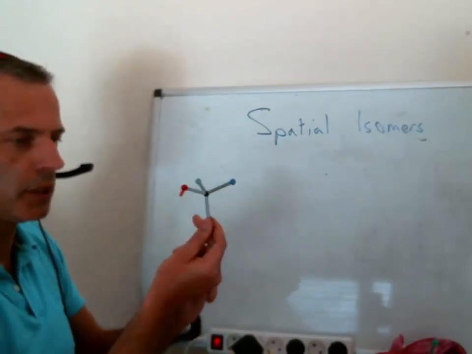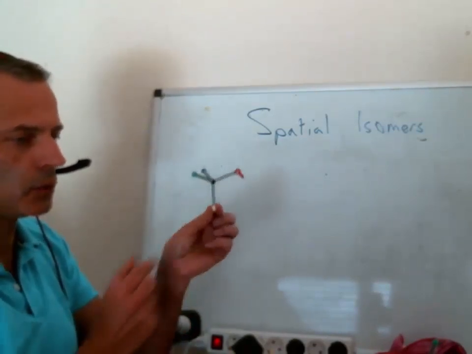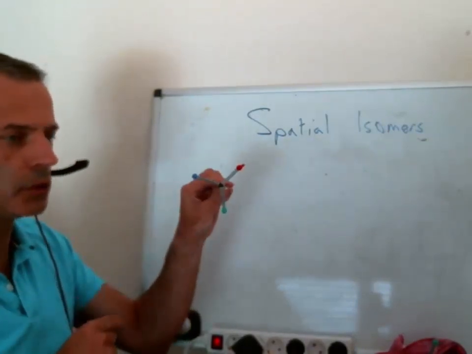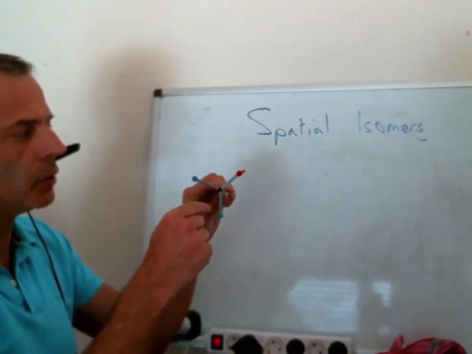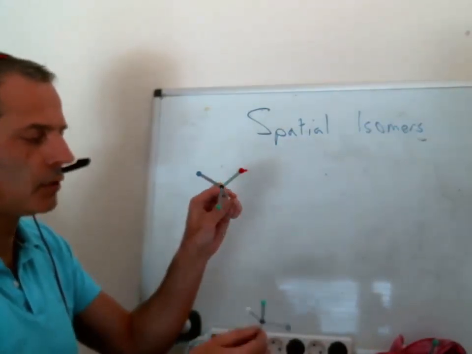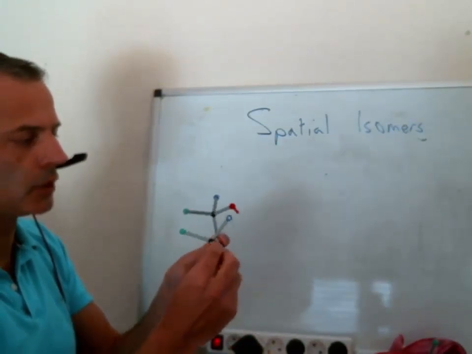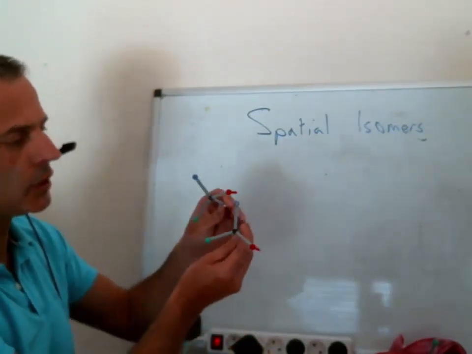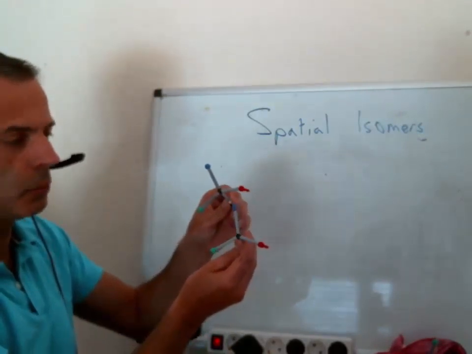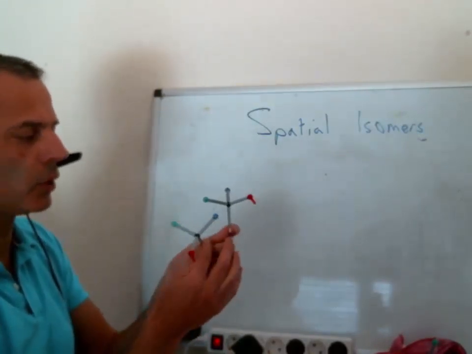To help me to explain that, we can hold it by its hydrogen here and see, if I point it towards you, that we go green, red, blue in that direction. If we take another one and hold it in the same direction, we can see it also goes green, red, blue, because these are the same molecule.